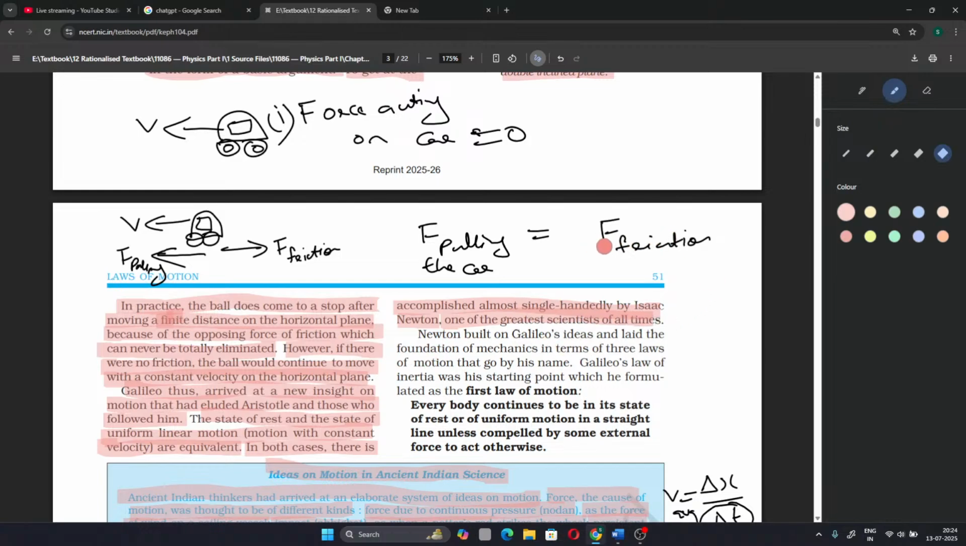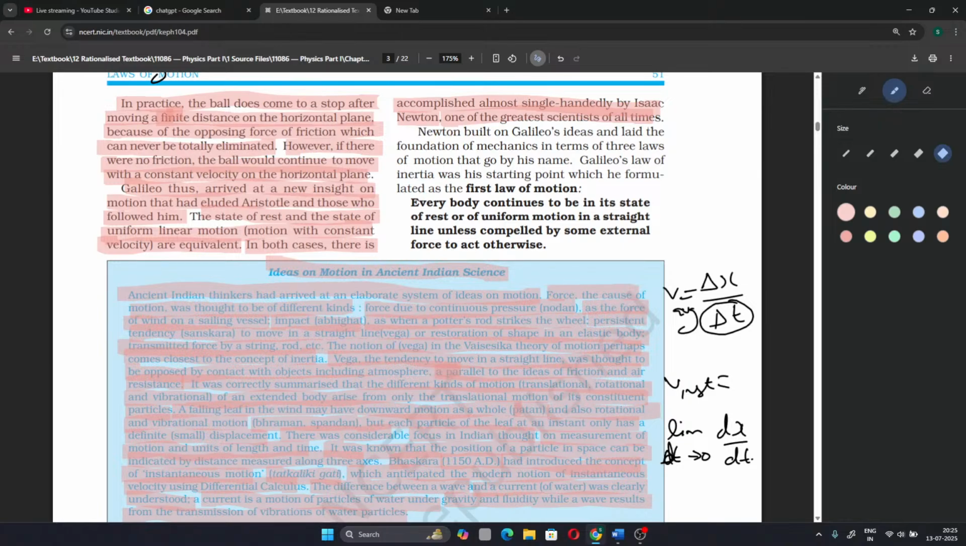Basically, after Aristotle came Galileo. Galileo gave the law of inertia. Now, what next? What next was given mostly by one of the greatest scientists of all time, that is Isaac Newton. Newton built on Galileo's ideas and laid the foundation of mechanics in terms of three laws of motion that go by his name, that is Newton's laws of motion.